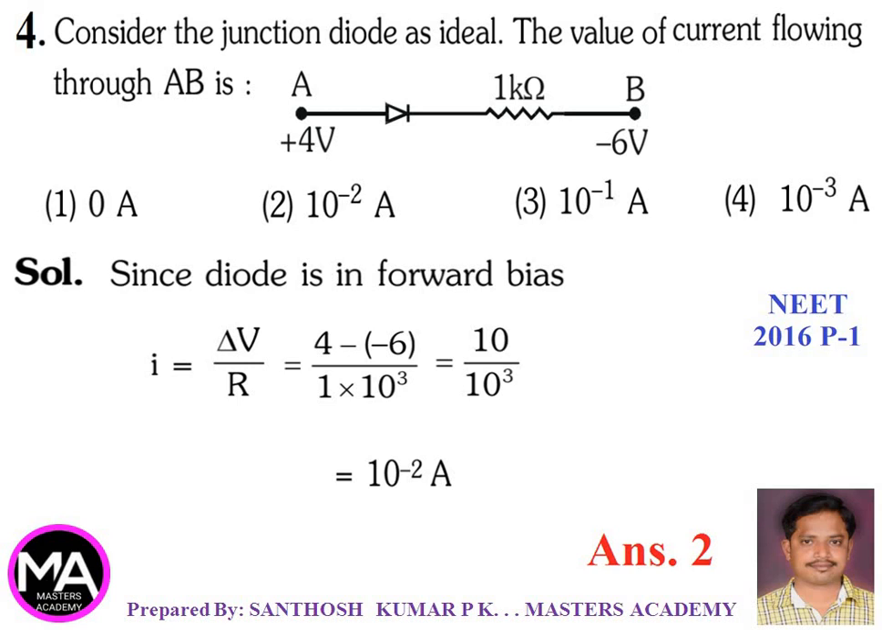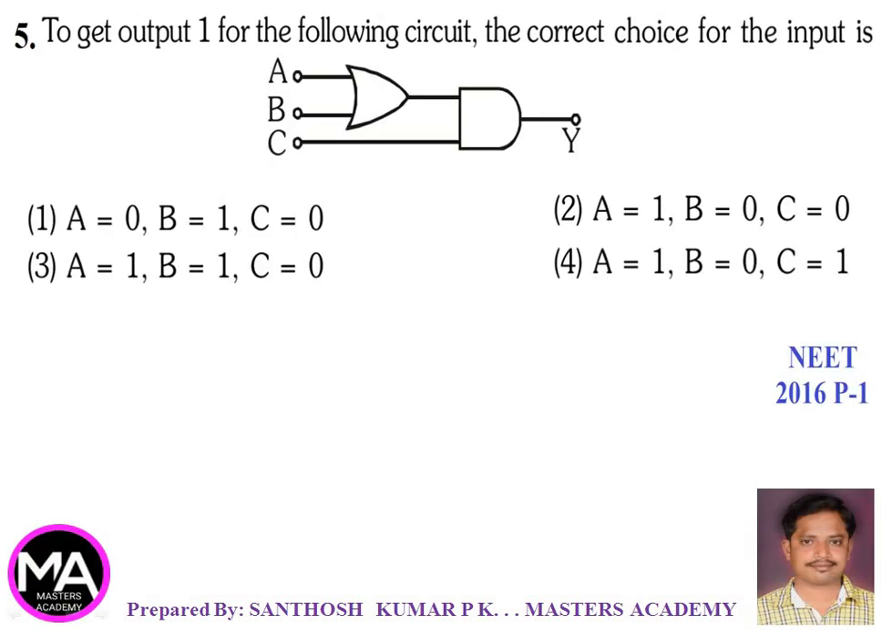Next problem: to get output 1 for the following circuit, the correct choice for the input is. 4 options are given and this is the logic circuit. So it is from NEET 2016 phase 1.